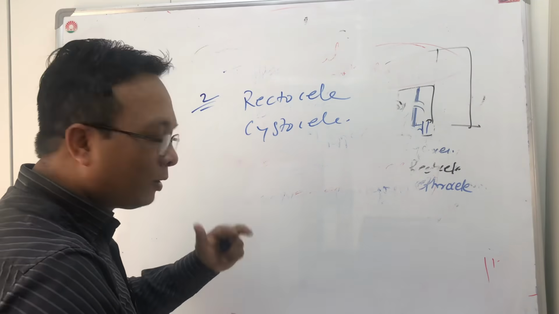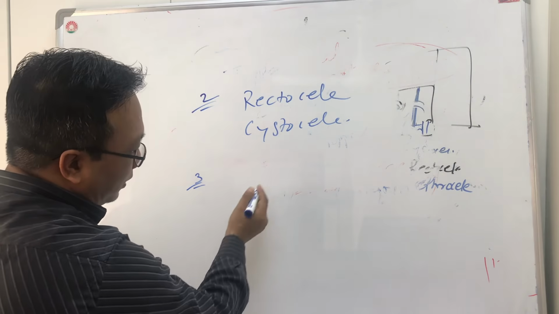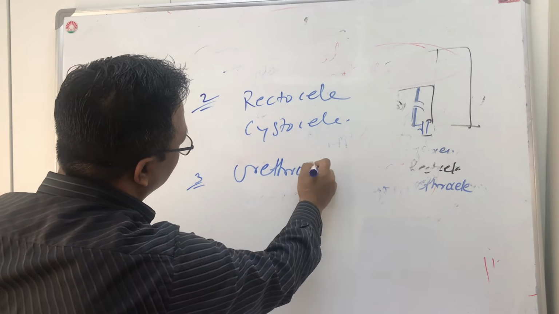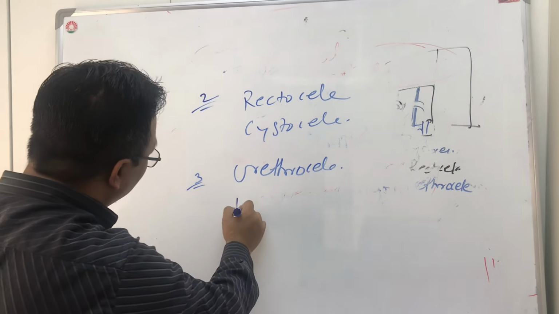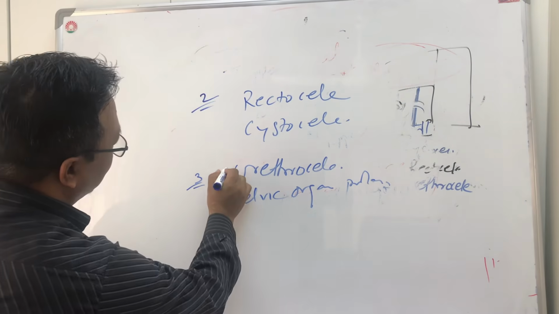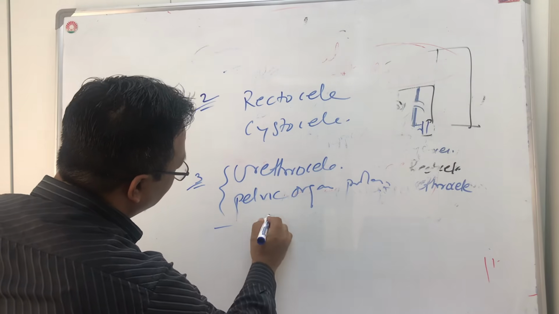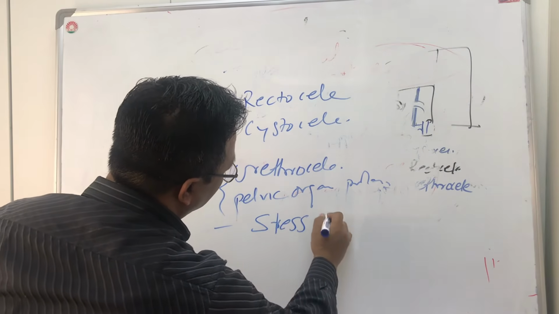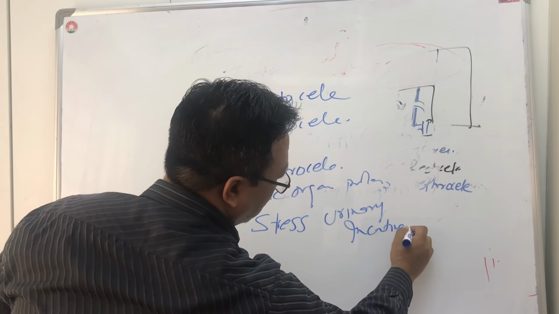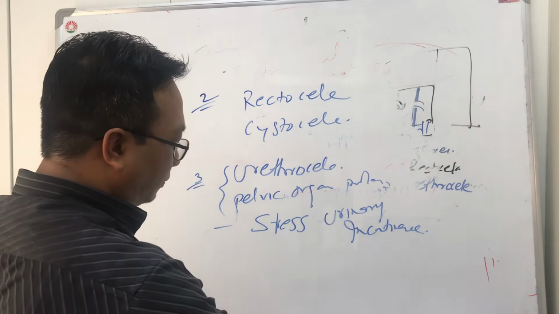Enterocele can occur in level 1 or level 2 both. And in level 3, the defect is everything plus there is urethrocele below it. Urethrocele can occur, or pelvic organ prolapse. And if there is a level 3, when there is a problem in the perineal body, it can cause stress urinary incontinence. Okay, so stress urinary incontinence.